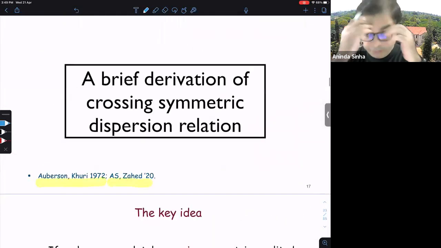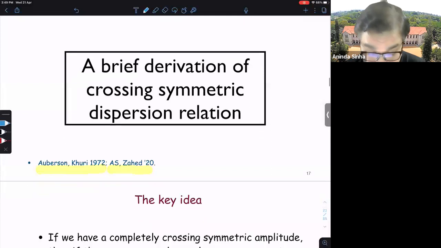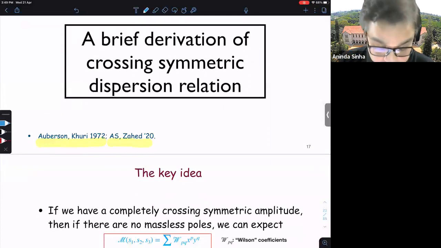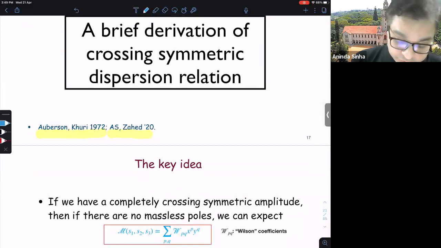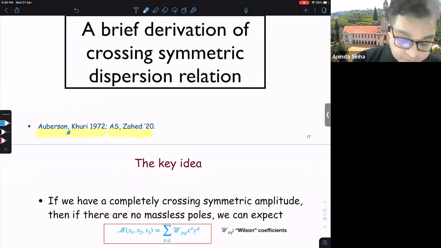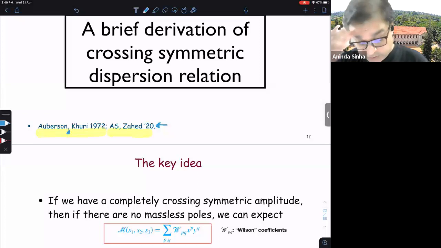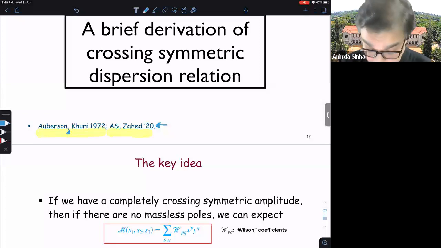Okay, so let me give you a quick derivation of the crossing symmetric dispersion relation. I'm very sorry that already it might seem a little technical, but that is what it is. The derivation can be found in the original paper by Robertson and Curry themselves. But there are some minor, inconsequential typos in the derivation, and because they had a compact paper, steps were missing. So if you want to see the steps, you can find them in the supplementary material of our paper.